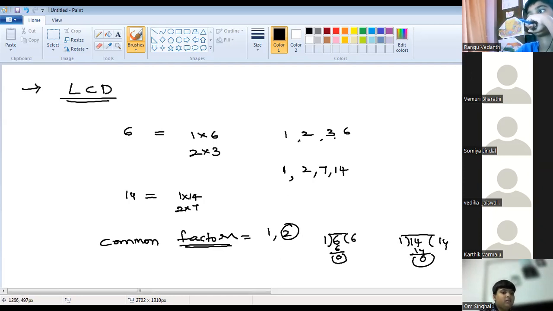7 twos are 14. What is the remainder here? 0. So it is an exact divisor. So 1 and 2 are the exact divisors. Yes or no, children? Yes, ma'am.